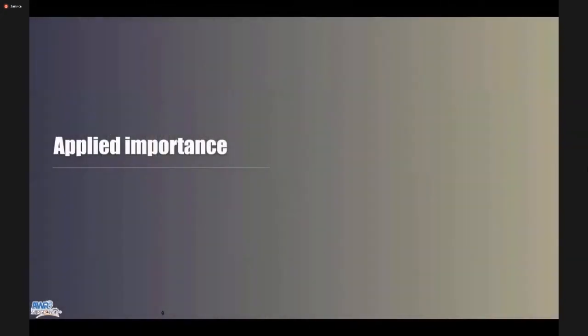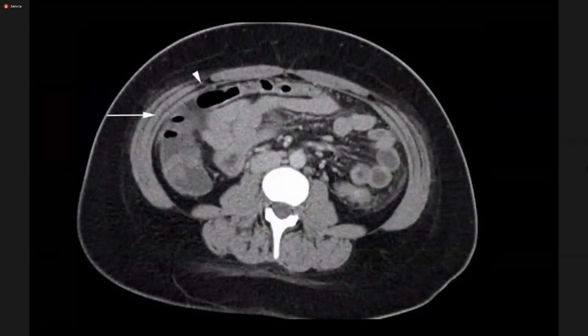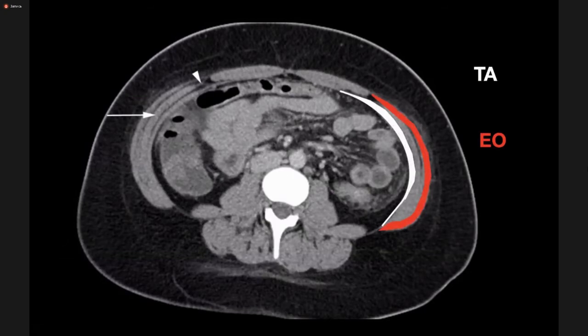Now, what is the applied importance of this? Of course, this is again the same image. And if we look at this, this is the external oblique. And this is the transversus abdominis. As we know, the transversus now goes past the lateral edge and maybe occupies around 1/3 of the posterior rectus sheath, especially in the upper part of the abdomen.